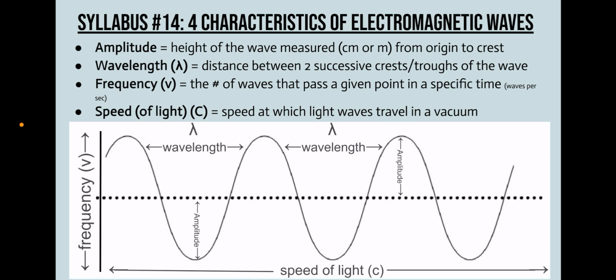You can see that on the diagram I made, and you can see all of these on there. And then for wavelength, this is the distance between 2 successive crests or troughs of the wave. And then frequency is the number of waves that pass a given point in a specific time, and this is going to be measured in waves per second. For the speed of light, this is the speed at which light waves travel in a vacuum.